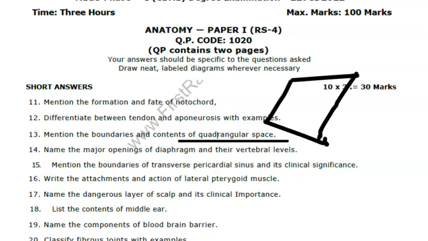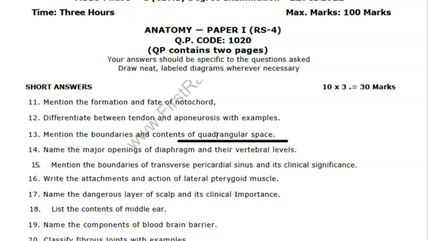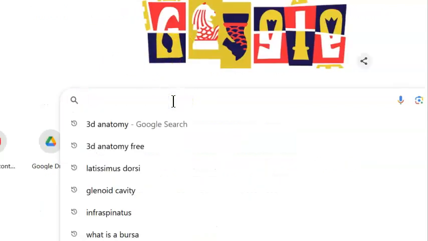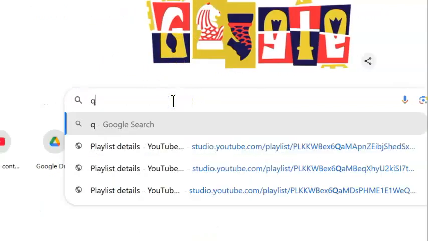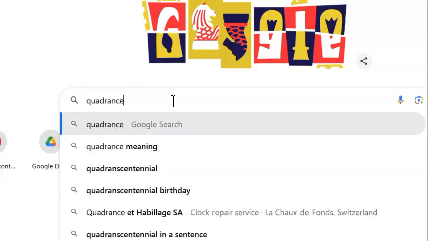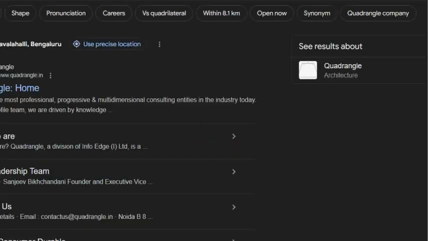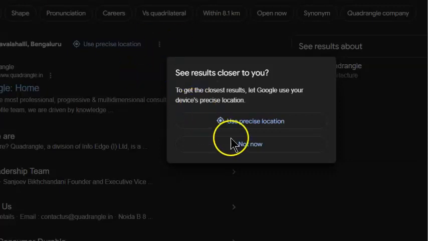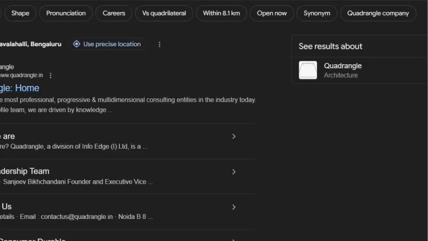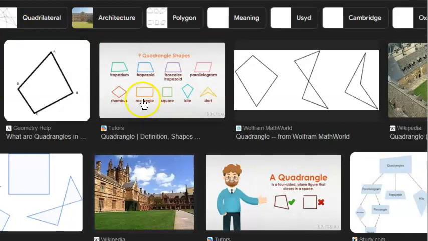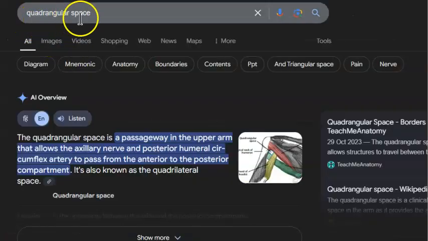Some quadrangular space. As it has come in anatomy question paper, we know it is some anatomy. But what do you mean by quadrangle? Quadrangle. That means, what is quadrangle? Anything which has 4 sides, right? Straight lines, they will be mostly. And when you search quadrangular space, it always points to upper limb only. So interestingly, we don't have any other quadrangular space in our body.